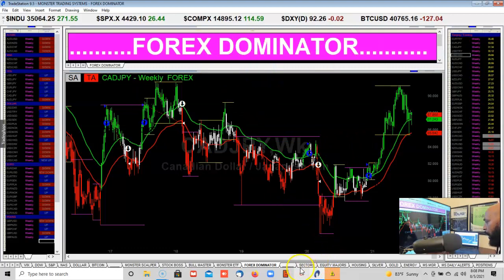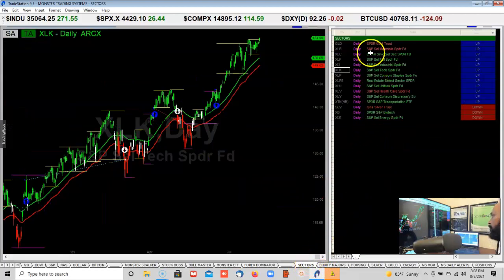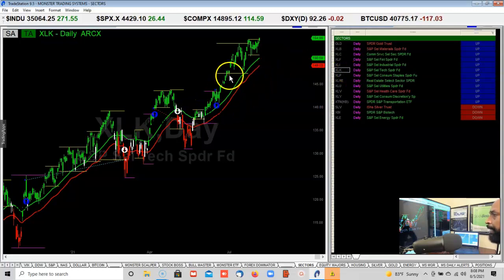Okay, and let's take a look at the sectors. These are some of the sectors here. Tech is still the leading sector right now. Okay, and that broke resistance today, right? So it broke resistance right here today on a nice move up. So keep an eye on tech, guys. Keep an eye on tech.